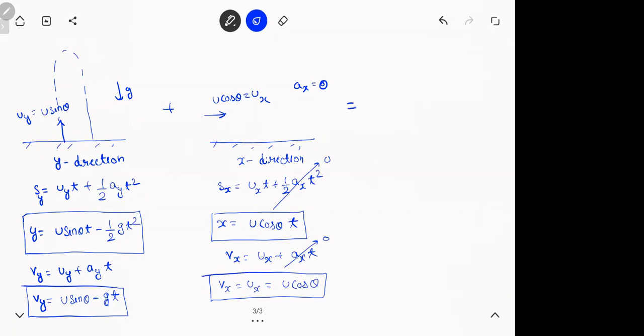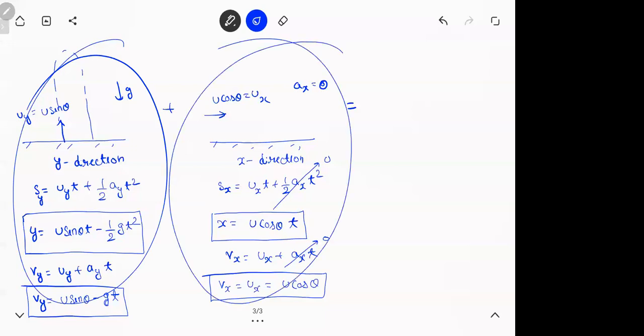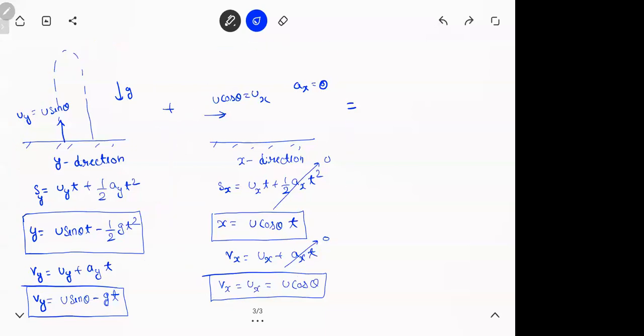Now, what we do from here: this will give you the y coordinate, this will give you the x coordinate. Got it? So on a graph of x and y, let's say at this point the time is t1, here the time is t2, here t3, here t4, here t5. At different times I'll find different y coordinates.